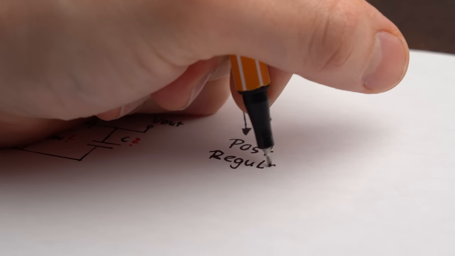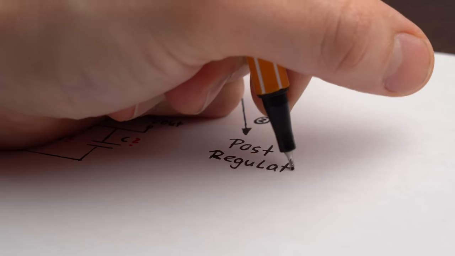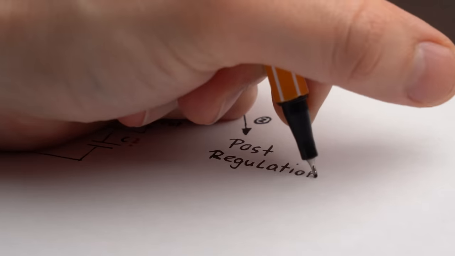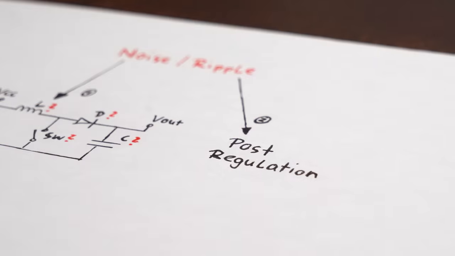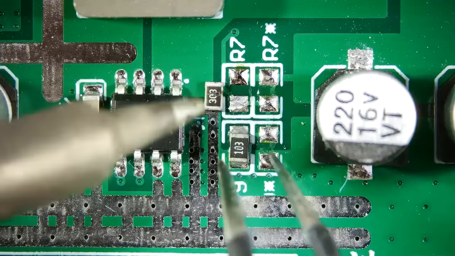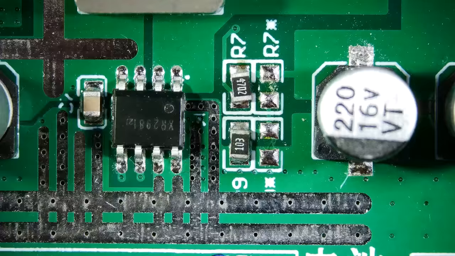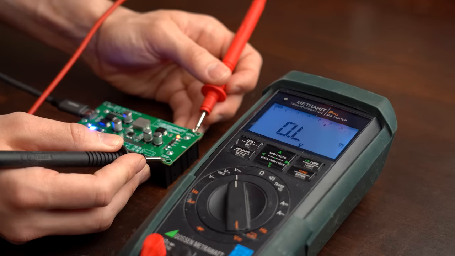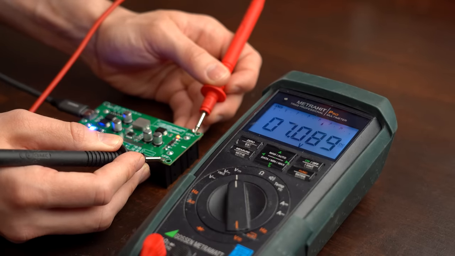But let's face it, we're all lazy. So let's start with the simpler second route, called post-regulation. For that, I firstly had to remove one resistor of the circuit and replace it with another one, in order to increase the output voltage to around 7 volts.